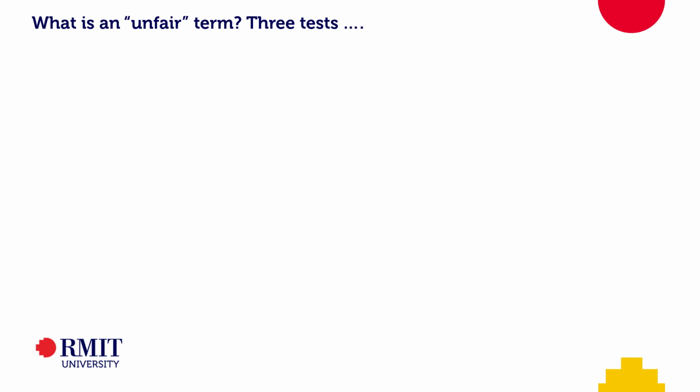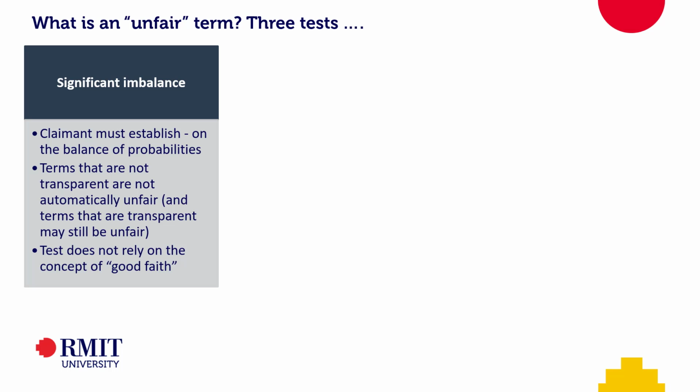Okay, so let's have a look at the test, the 3 parts. Significant imbalance. So it's a responsibility of the person bringing the action. Now that might be the ACCC or it might be a person who is a party to the contract. It's the person who is bringing the action. They're the ones who have the onus of establishing on the balance of probabilities that there is a significant imbalance. Terms that are not transparent may still be fair.